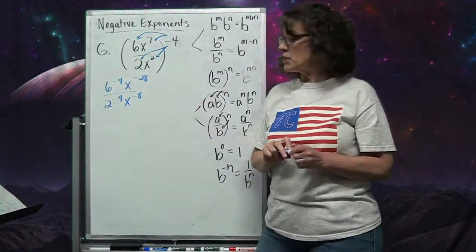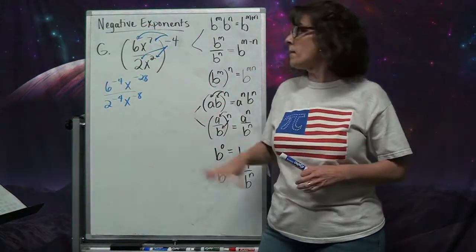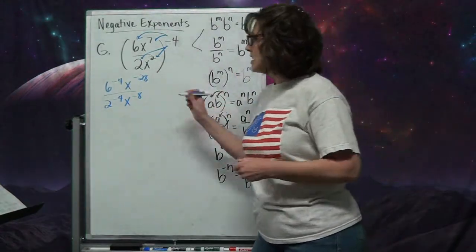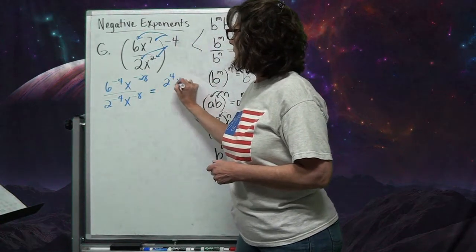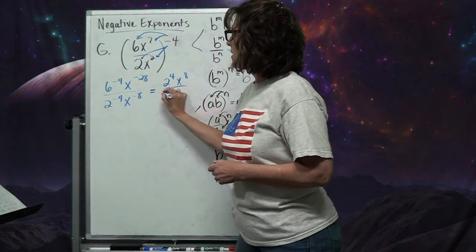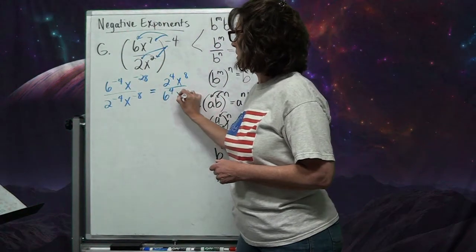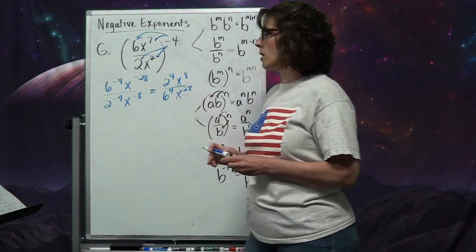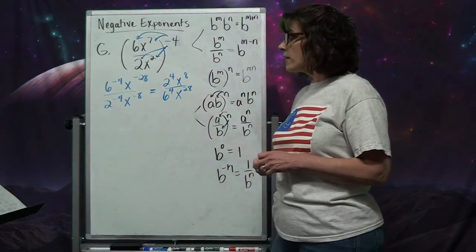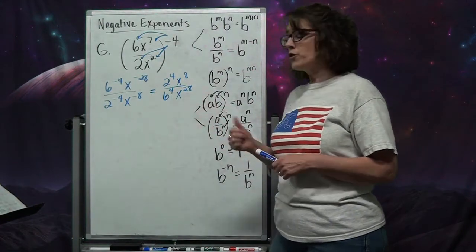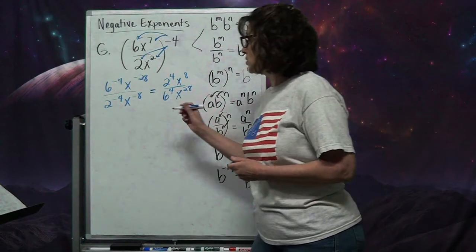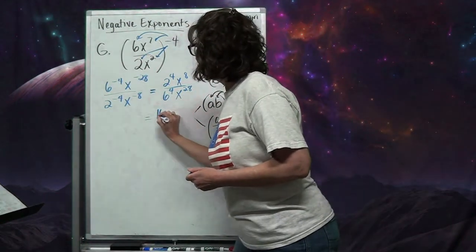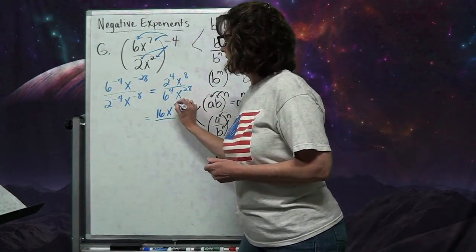And then a lot of people say, whoa, there's negatives everywhere. I'm going to flip the whole thing. And so when you flip the whole thing, you get 2 to the 4th up on the numerator, x to the 8th up on the numerator, 6 to the 4th on the denominator, x to the 28th on the denominator. Now from there, 2 to the 4th, 2 times 2 is 4, 4 times 2 is 8, 8 times 2 is 16, and I have an x to the 8th.